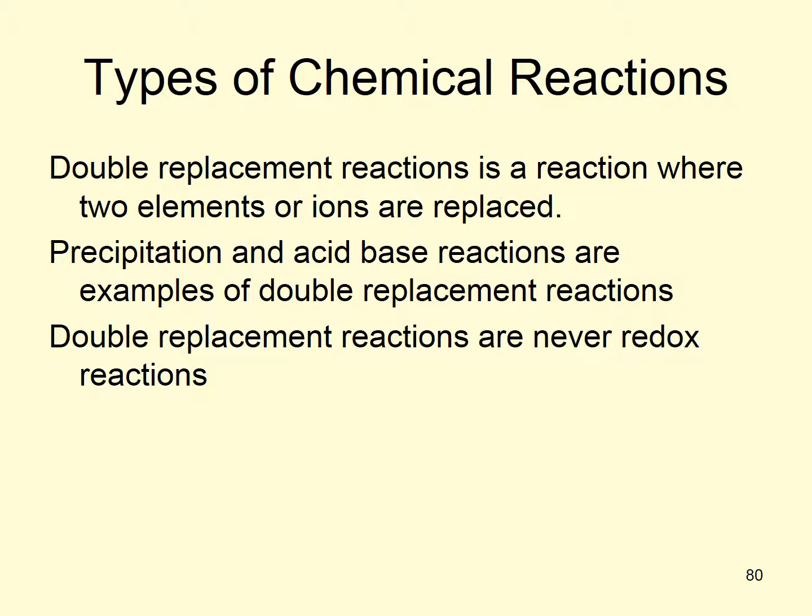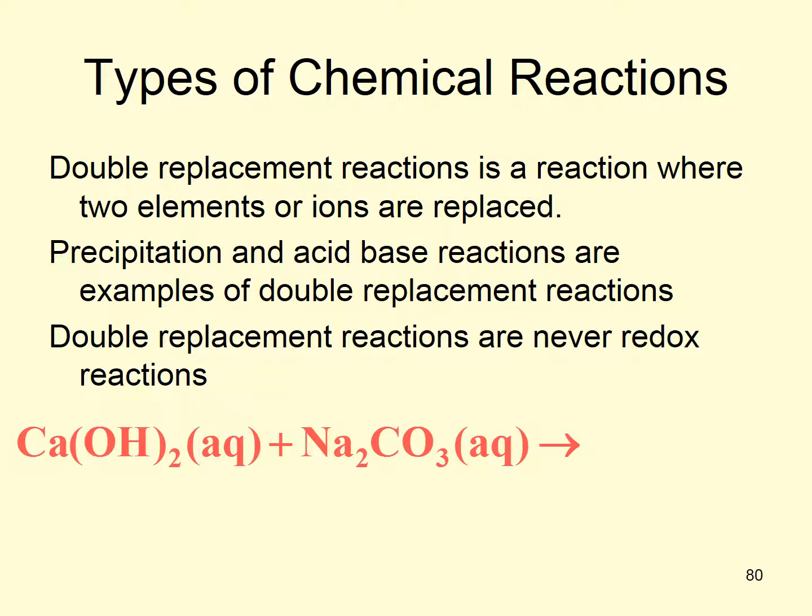A double replacement reaction is a reaction where two elements or ions are replaced. They replace each other. So there's two compounds, and it's like a swap, where one replaces one with one compound, and the other replaces the first one in the other compound. Precipitation and acid-base reactions are all examples of double replacement reactions. Double replacement reactions are never redox reactions.